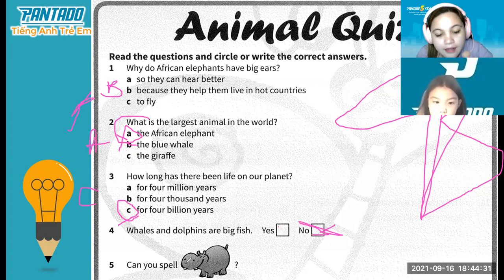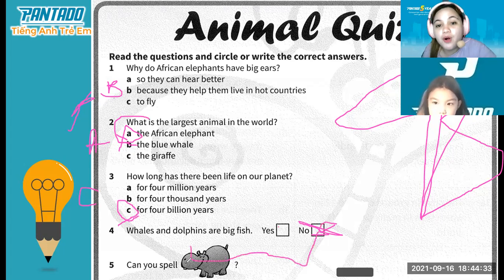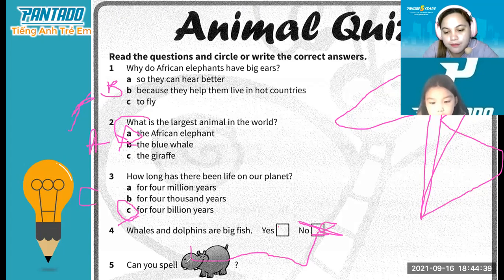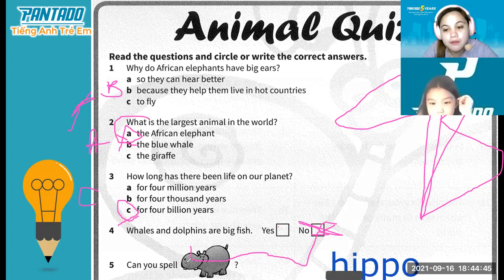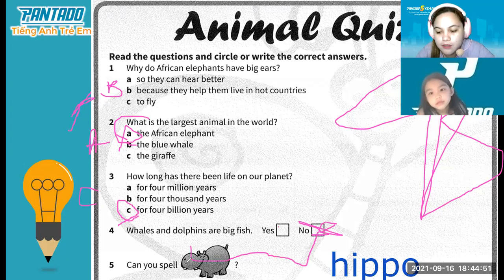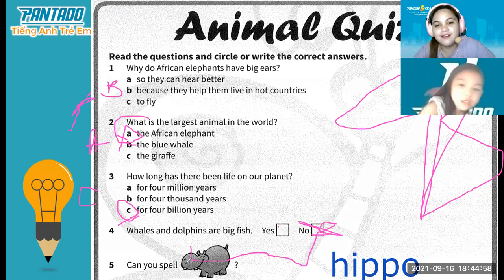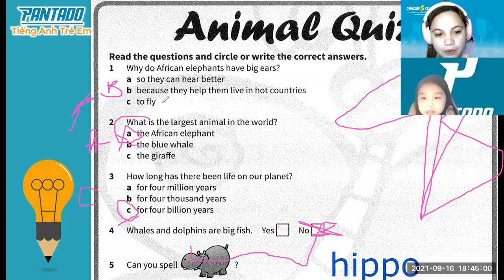Next one. Can you spell hippopotamus? Can you spell that word, Huang? Hippopotamus. I don't know how to spell potamus. How about hippo? Do you know how to spell hippo? Yeah. Okay, how do you spell hippo? Can you spell it now, please? H-I-P-P-O. Very good. That is hippo.